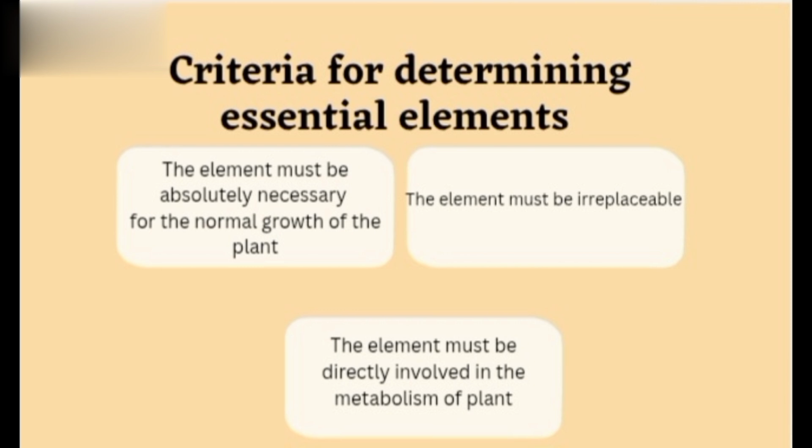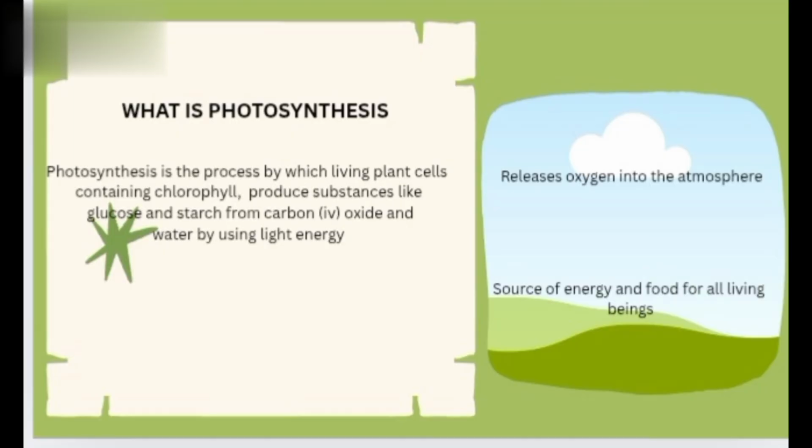Then the third one states the element must be directly involved in the metabolism of plants. This simply means that the element we're trying to determine the essentiality of must be involved in some metabolic processes in plants, like photosynthesis, protein synthesis, respiration, or even enzyme activation. Metabolic processes like that, the element must be directly involved with them, must aid and help in the metabolism of the plant.